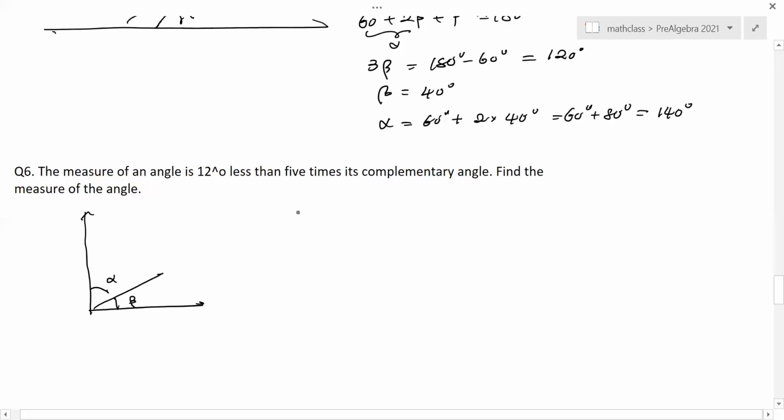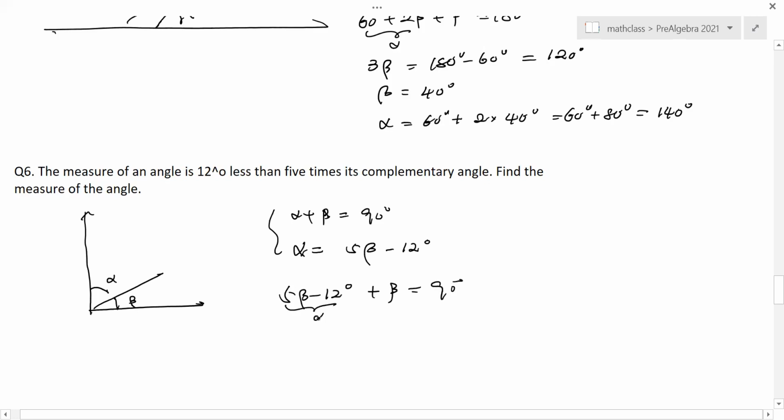Okay, so first of all, you write down the hidden equation, then you translate the sentence in the problem to another equation. So the angle, let's call it alpha, is going to be 5 times its complementary angle minus 12 degrees. So you have two equations, right? 12 degrees less than 5 times its complementary angle. Then use the second equation, plug into the first equation: 5 beta minus 12 degrees plus beta equals 90 degrees, right? This is alpha, right?